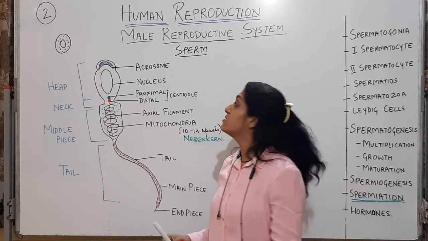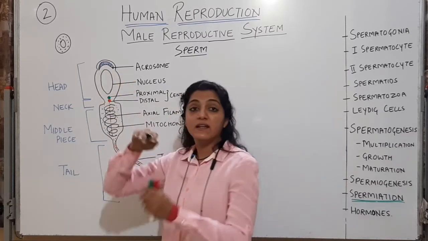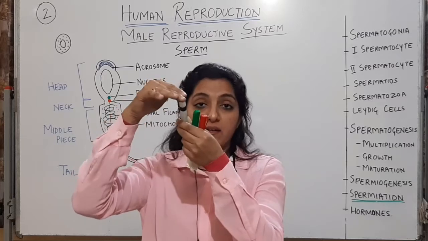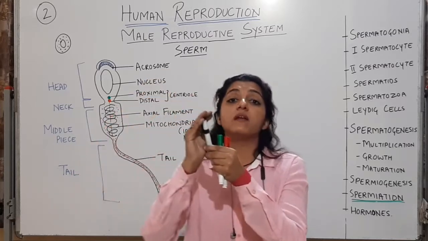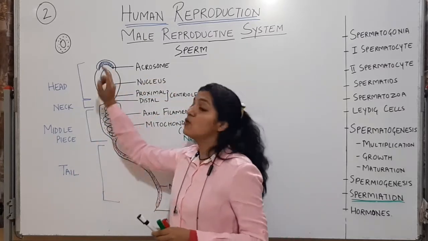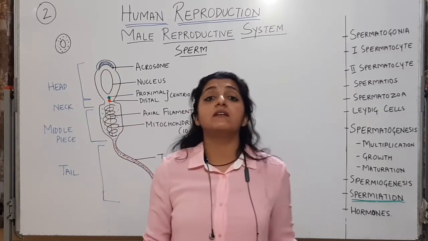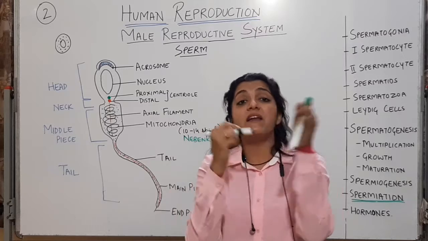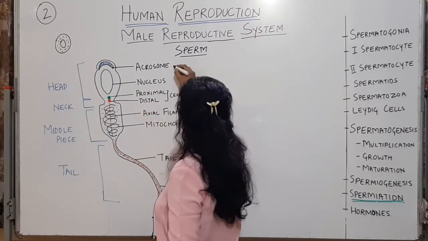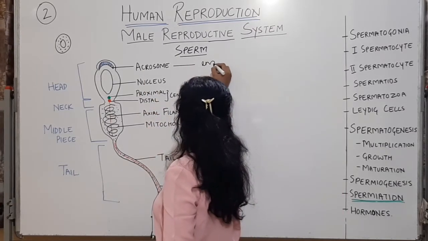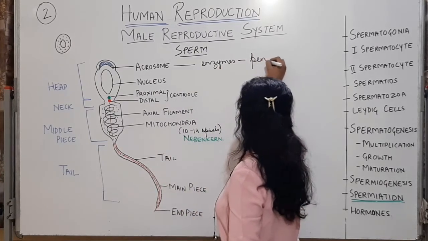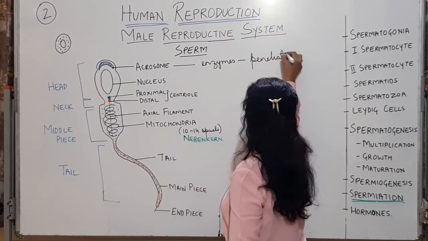The head will consist of acrosome on the anterior part. Means ये मेरा पेन है तो ये उसके ऊपर का जो पार्ट है, ओके, यहाँ पे acrosome रहेगा. This acrosome is going to have many hydrolytic and proteolytic enzymes जो हेल्प करेंगे ओवम को पेनिट्रेट करने में. This acrosome is going to have many enzymes which will help to penetrate the ovum for fertilization.